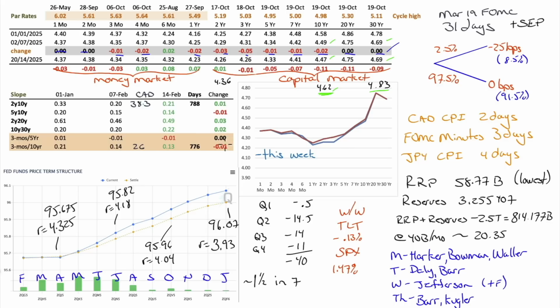The slopes, almost no changes on any of the slopes. The 3-month to 10-year lost a basis point, now only upward sloping by 13 basis points. Could we get a double inversion on the money market, the capital market curve?